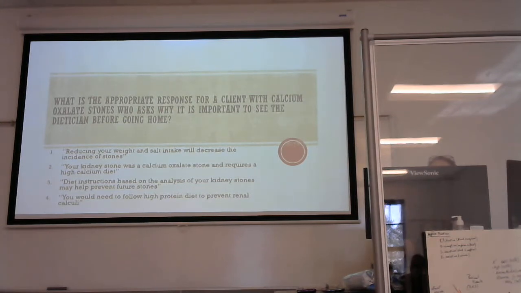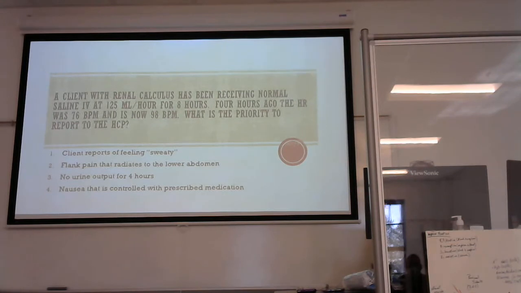Y'all do me a favor and put your pen down when you finish the answer. That way you're not just looking at me. A client with renal calculi has been receiving normal saline IV at 125 milliliters an hour for 8 hours. 4 hours ago, the heart rate was 46. It is now 98. What is the priority to report to the healthcare provider? All of these are happening, but which one do you want to report?